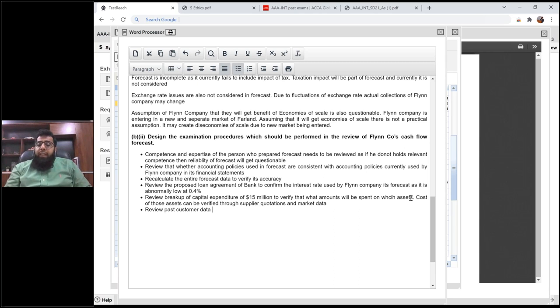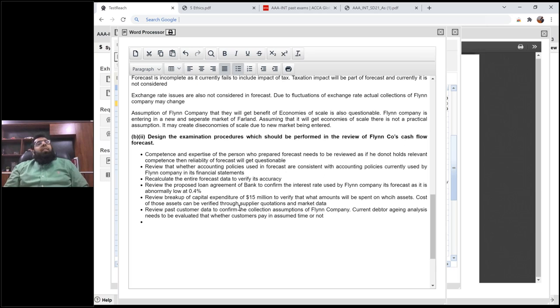Current debtor aging analysis. Current debtor aging analysis needs to be evaluated to see whether customers pay in the assumed time or not. Believe me, these are very simple 9 marks. Very simple. Okay, what else can you do?